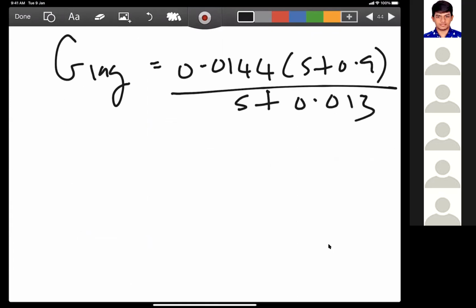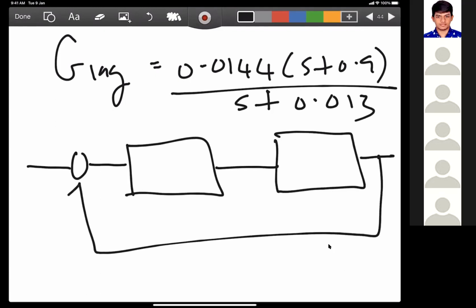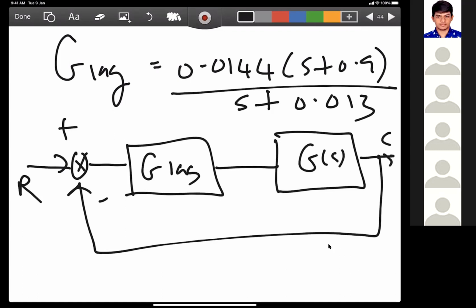Okay, so now your lag compensator is completed. Input is R, output is C, G lag. All right, so draw the block diagram. This is the block diagram.